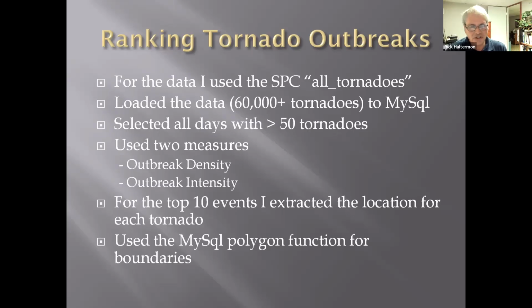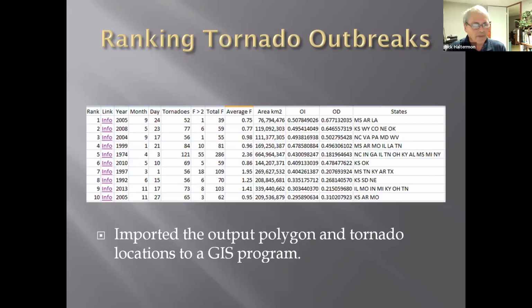The two measures I looked at for this initial run were outbreak density, which is really just the number of tornadoes divided by the area of the outbreak, and then intensity, to try and get a feel for how intense the tornadoes were. That's really the sum of the F values or EF values, depending on when the tornado was, divided by the area. Then I took the top 10 events and plotted the date tornado locations and used the MySQL polygon function to come up with the boundaries for the polygons and calculating the area. And here's the top 10, at least according to this index.